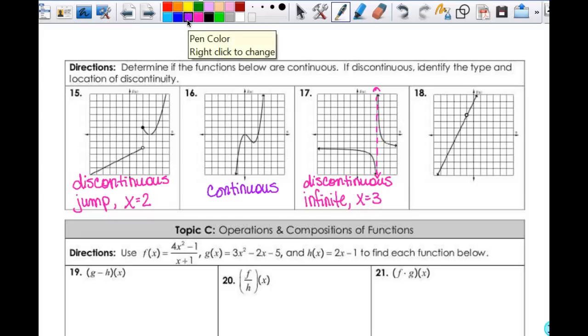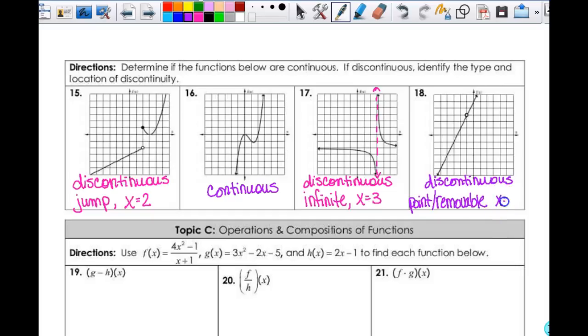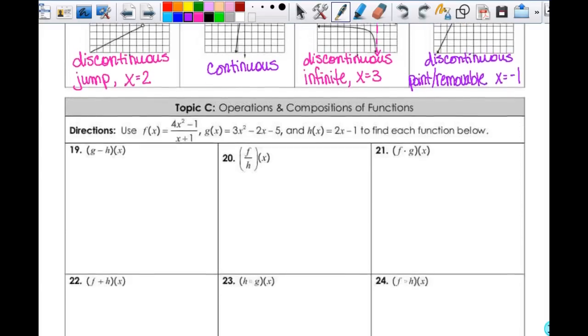Okay. Then on 18, it's discontinuous because I'd have to pick up my pencil. And this is a hole. So your hole is either a point or removable. Those are the same things, just different ways to say it. And that happens at x equals -1. So notice all of my discontinuities, their locations are x equals. It doesn't matter if it's a point, you don't put the ordered pair, the location is at x.